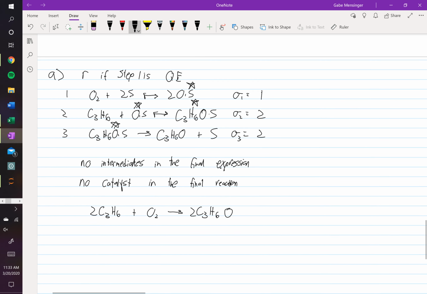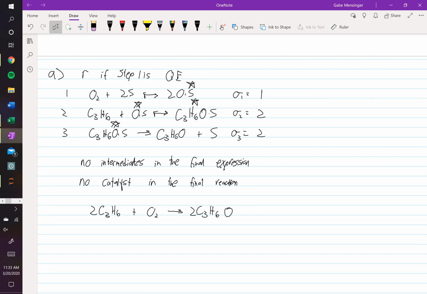And we can also see that the rate determining step in this case is going to be step 3, because the other 2 steps are reversible, and step 3 is the only irreversible step. Remembering back to rate mechanisms, the rate determining step will only be a reversible step if all of the steps are reversible. Since we have an irreversible step, that is not the case.